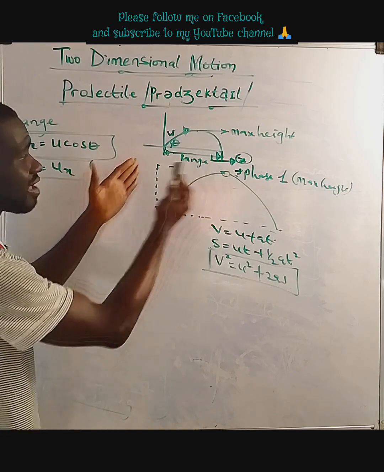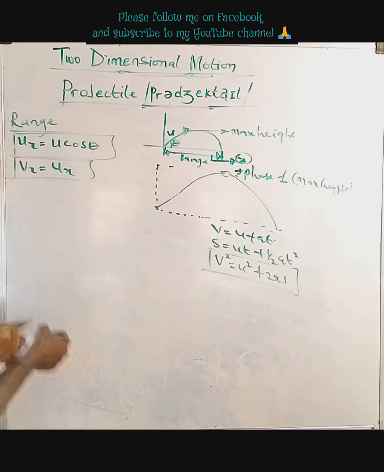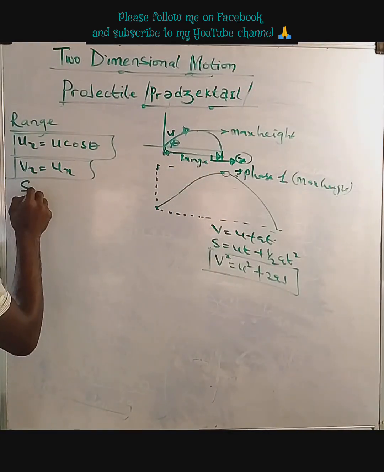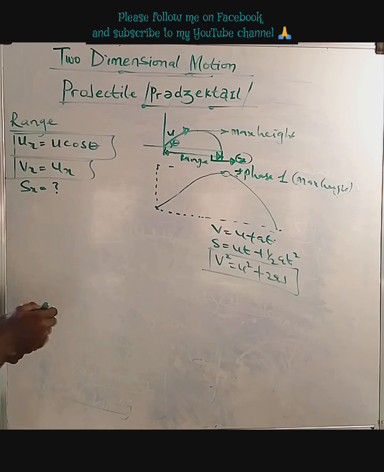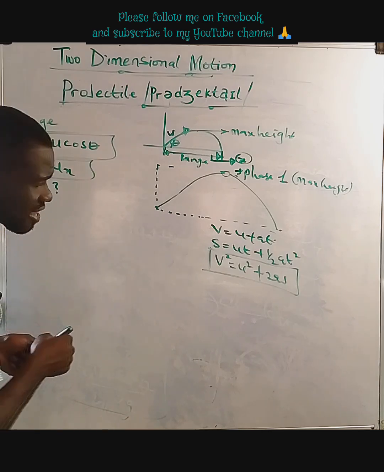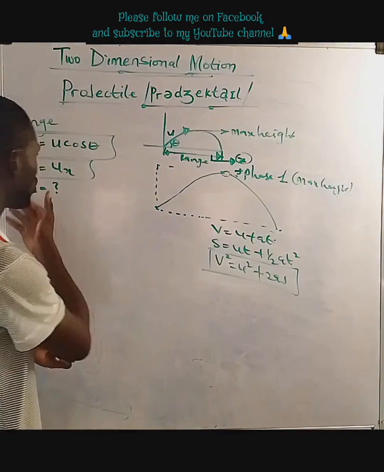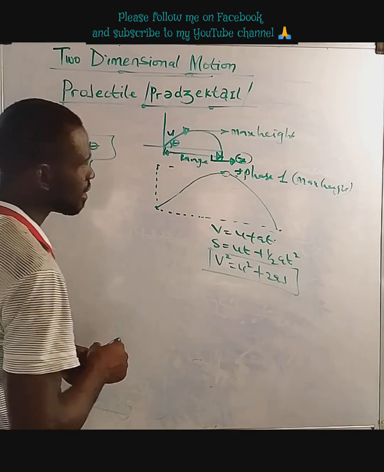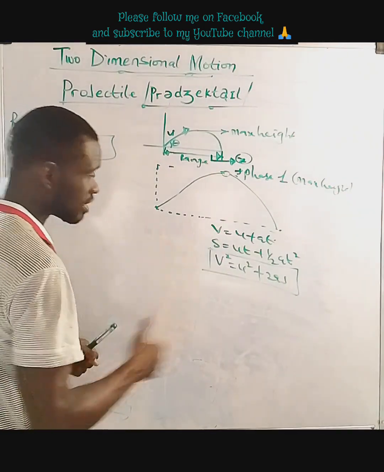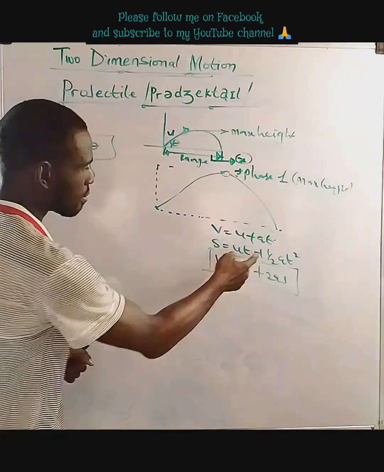Now we are looking for the range. The range is the horizontal distance from the point of projection to the point of landing. So how do we get the horizontal distance? This is what we are looking for. We almost have all our parameters. There's no acceleration along the x-axis. Acceleration is 0 because the body has no movement on the ground, and that's why initial is equal to final. So let's look for the best formula we could use among the equations of motion. We have time.